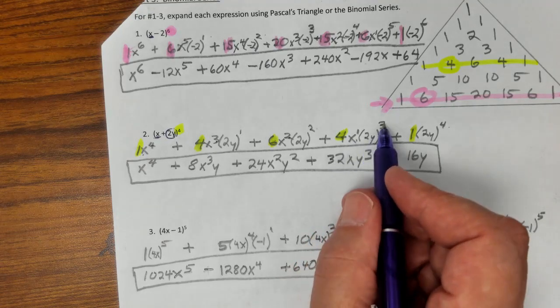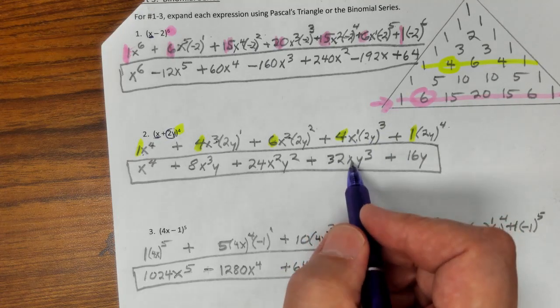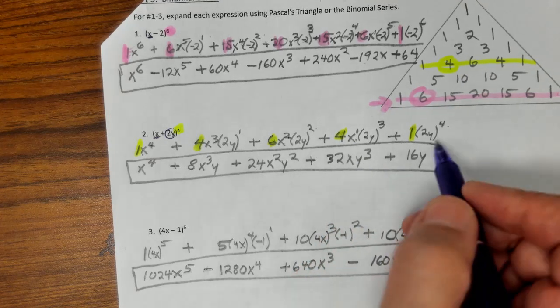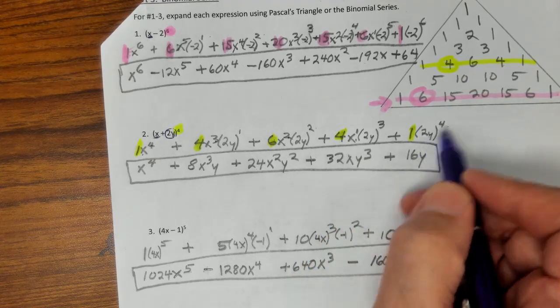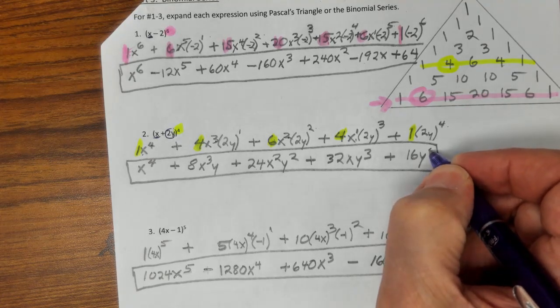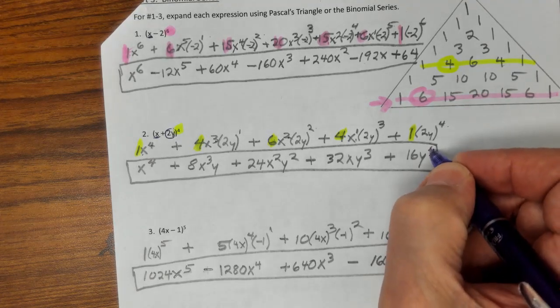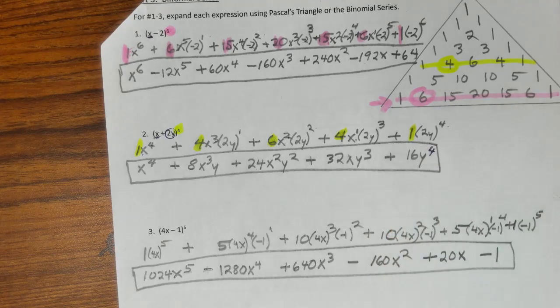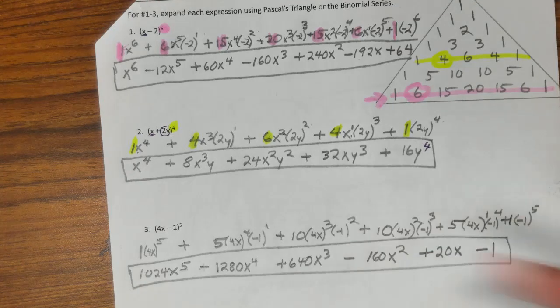Over here we have 2 to the 3rd, which is 8. 8 times 4 is 32. We have an x^1, y^3. And then here 2 to the 4 is 16, and y to the 4 is what I left off, which is y to the 4th. I should put that on my answer key as well on Canvas. All right, that should be y to the 4th. All right, and that's all there is to that.